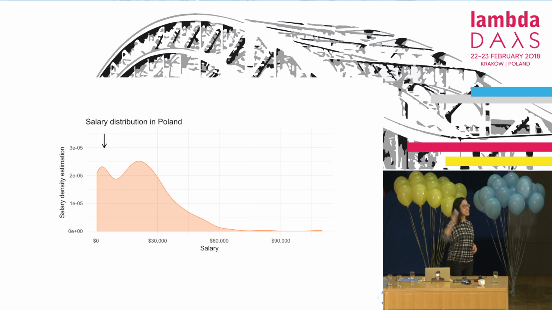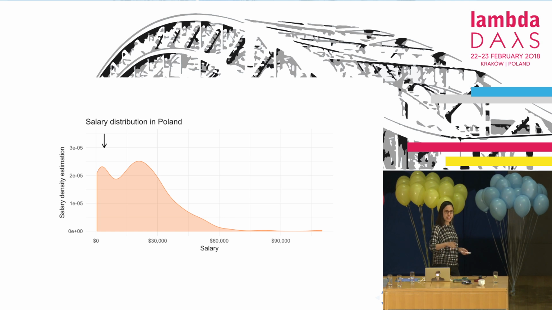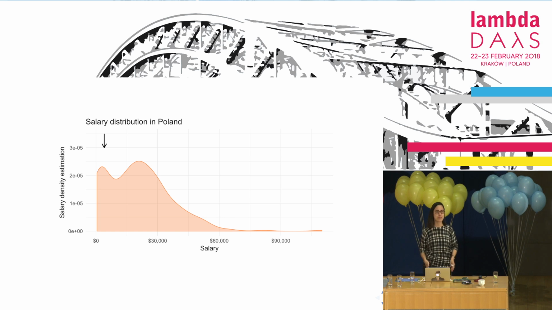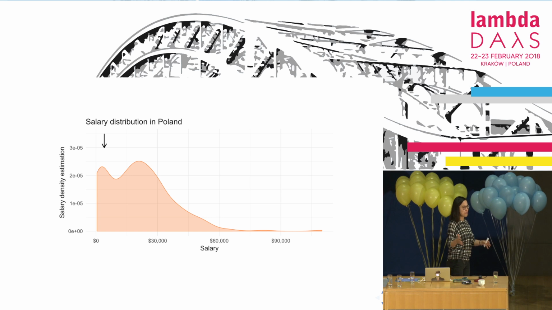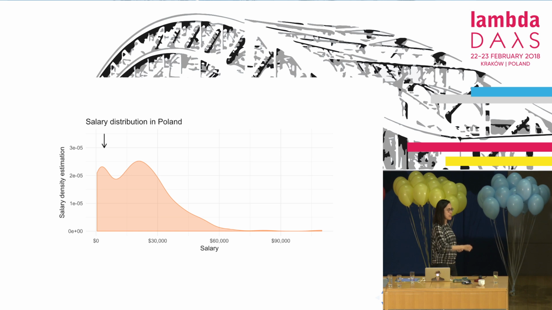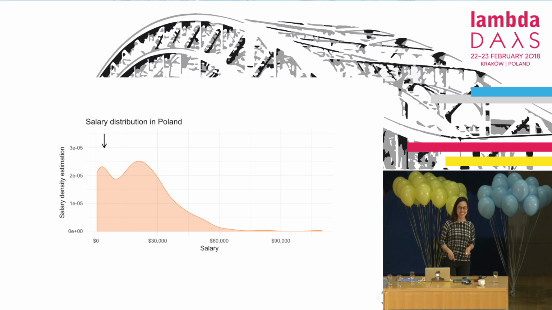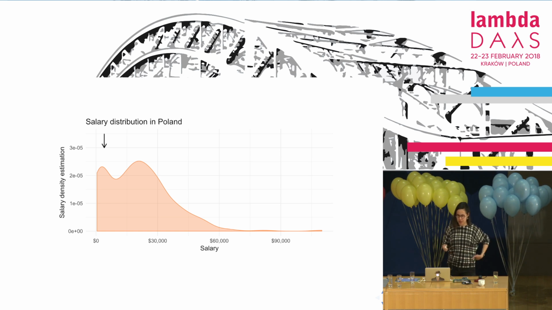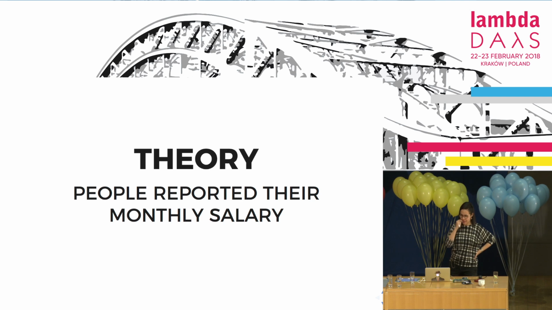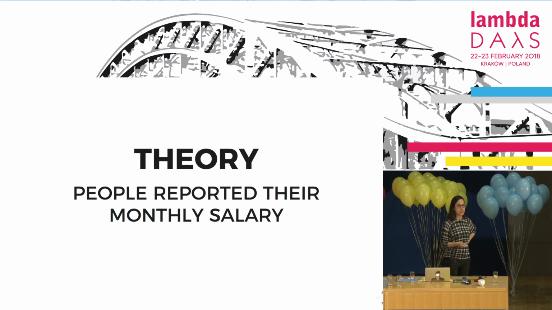So this is actually a zoom in onto Poland. I looked at it and calculated what's the small bump, what's the bigger bump, and really the small bump seemed to be about 10, 12 times smaller than the big bump. And I will look at how many people in Poland can't read questions properly, just to have something proper to work with. So my theory is that people reported their monthly salary.